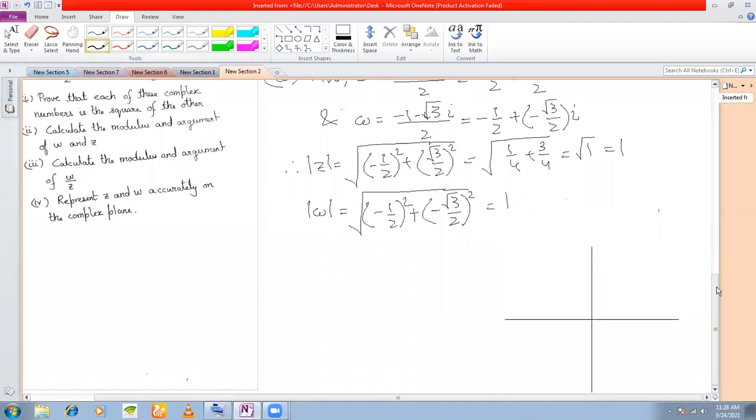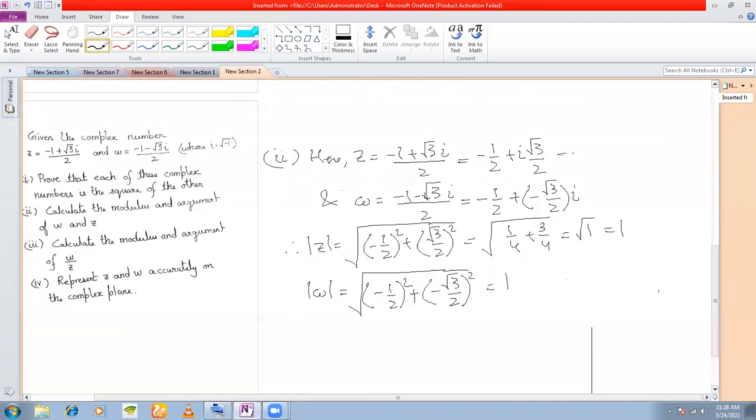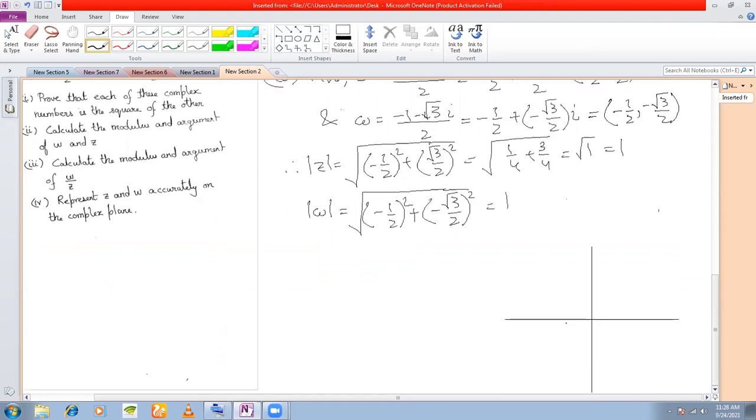If you try to write this as an ordered pair, it is minus half, root 3 by 2. Consider z first. Locate minus half and root 3 by 2, say somewhere it will be here. So z is equal to minus half, root 3 by 2.